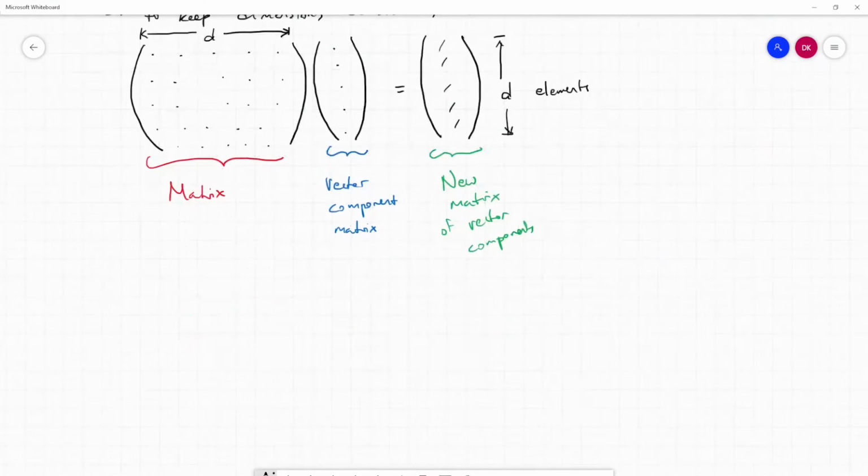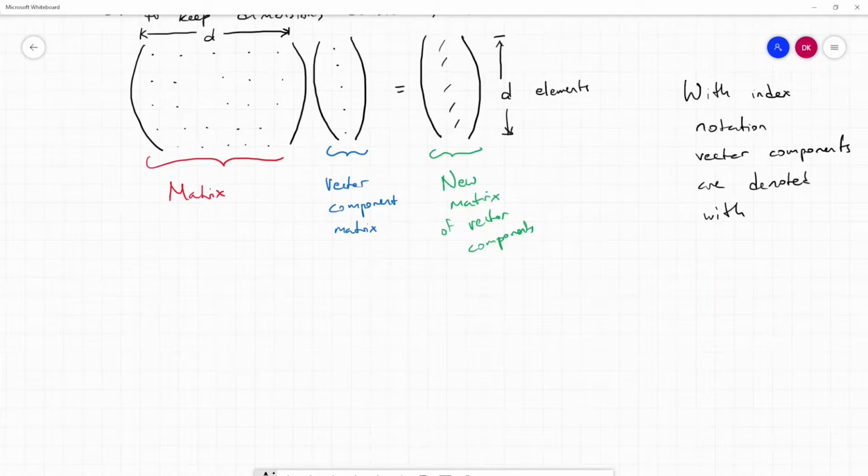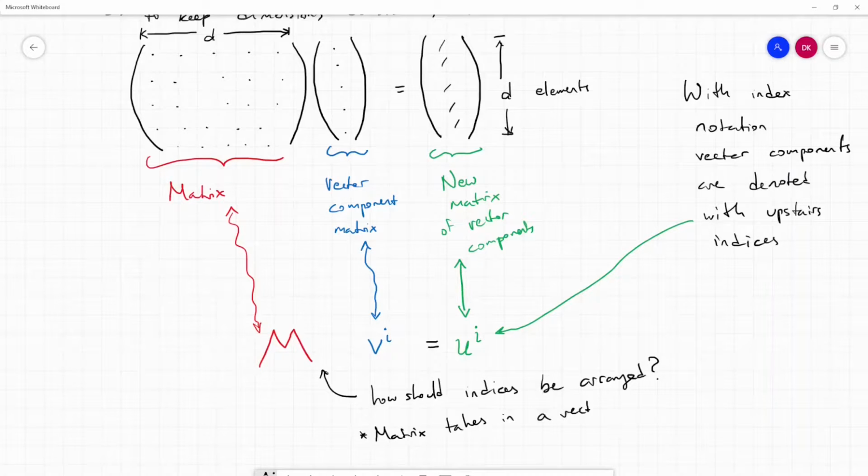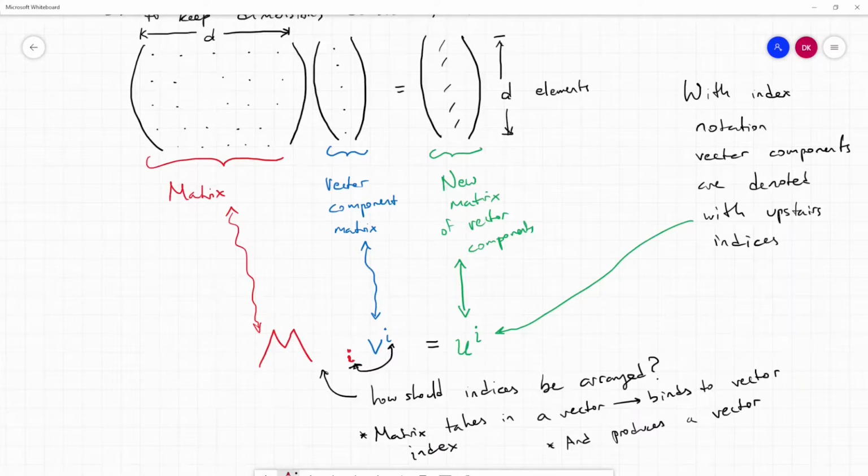When we translate ordinary matrix notation into index notation, we have to make a choice about how to arrange the indices on our matrices. The Einstein summation convention says that we should tie upstairs and downstairs indexes together. But if we have an i index that's free on the right-hand side and v upstairs i, then there should be an upstairs i index on the left-hand side.